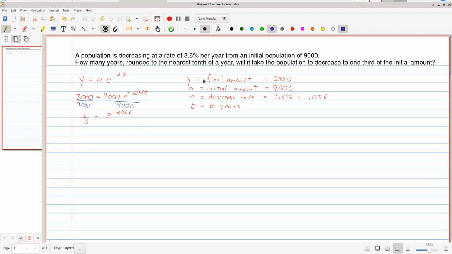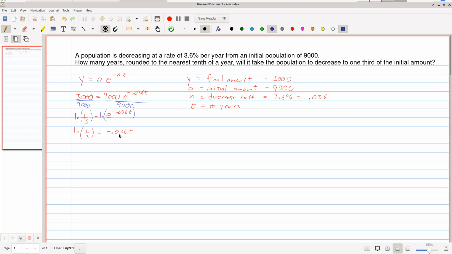Next up, I want to get rid of the exponential function, so we'll take the natural log of both sides. This way, on the right-hand side, the ln and the e cancel, and we're left with negative 0.036 t. And on the left, we have ln 1/3.